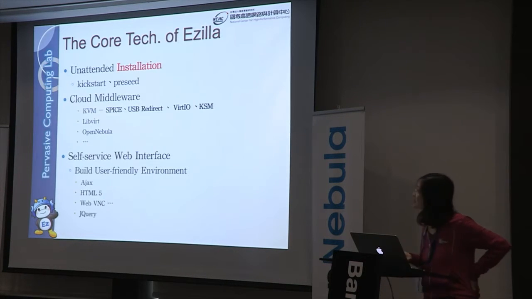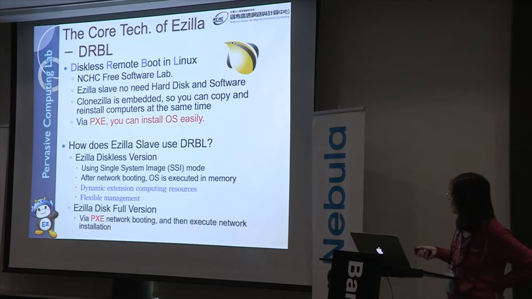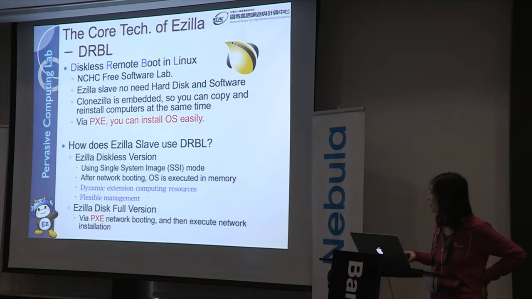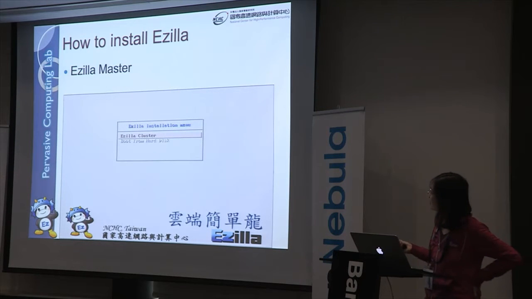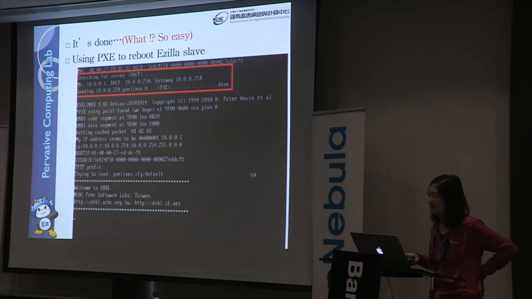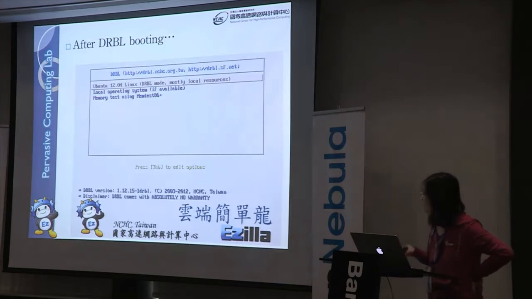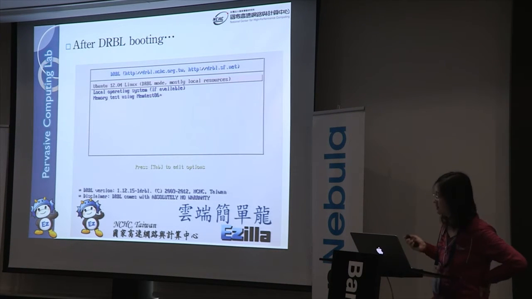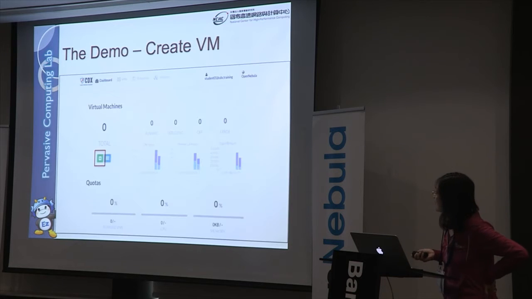So what's the code tag? It includes OpenNebula and DRBL. So here is our open source project in Taiwan. So how do you install it? With just one click, you can install the Ezilla master, and then other Ezilla slaves just connect in the LAN, and using PXE to reboot the Ezilla slaves, the physical machines just dedicate their CPU and memory. So here is another code example.